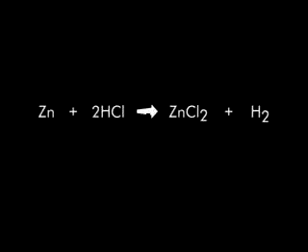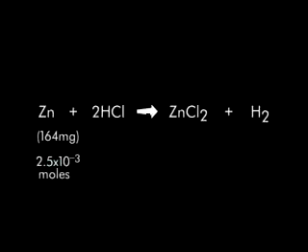The extent of a reaction in any chemical process may be limited by the amount of one of the reactants. That reactant is called the limiting reagent. For example, zinc metal reacts with hydrochloric acid to form zinc chloride and hydrogen gas.